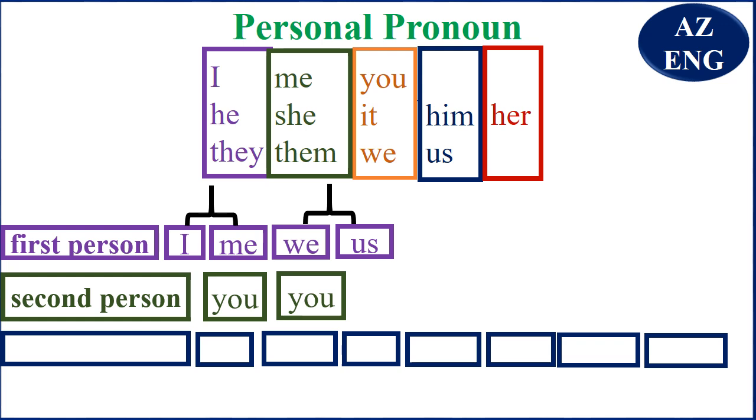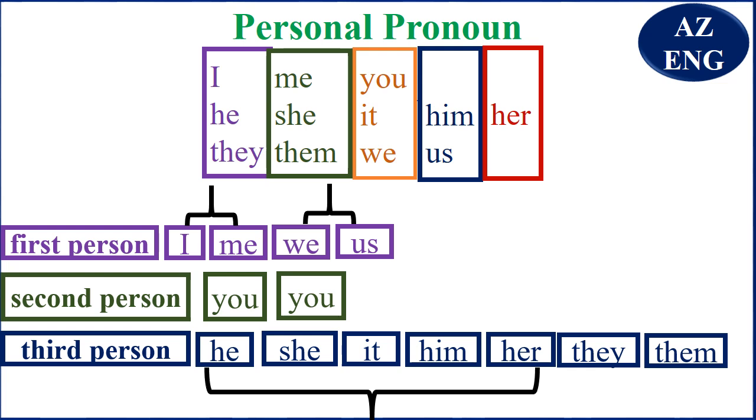The third person, the person we are talking about, we've got he, she, it, him, her, they, them. So the he, she, it, him, her are singular. You remember that. The they and them are plural. You remember that too.